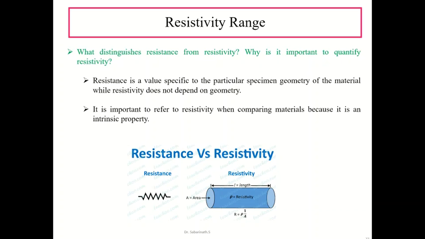So what distinguishes resistance from resistivity? Resistance depends upon the length, the cross-sectional area, and the nature of the material, and also physical conditions like temperature. Its SI unit is ohm. Resistivity depends upon the nature of the material and physical conditions like temperature, and the SI unit for resistivity is ohm meter. Resistance is specific to the particular specimen geometry of the material, while resistivity does not depend on geometry, and it is important to refer to resistivity when comparing materials because it is an intrinsic property.